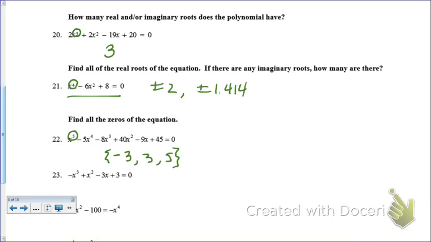The same thing for number 23. I expect to have 3 solutions, but I find that I only have 1 real one, which is at 1. So there's 1 real solution, and then there would be 2 imaginary solutions.